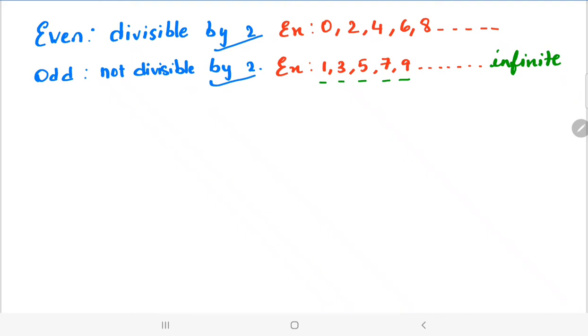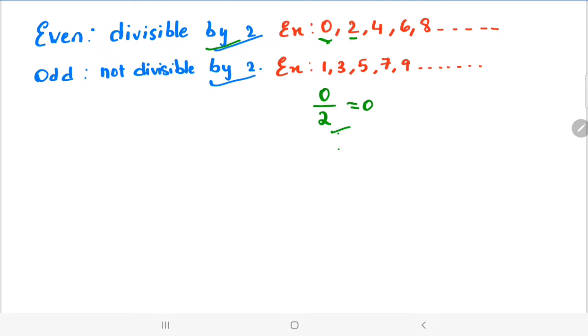Now let us see, to understand this even and odd numbers topic very clearly, let us take one trick kind of thing. If you see here, by the definition, even numbers means they are divisible by 2. Let us check. When we take 0, 0 by 2 is equal to 0. By this we can tell that 0 is an even number because 0 is divisible by 2.